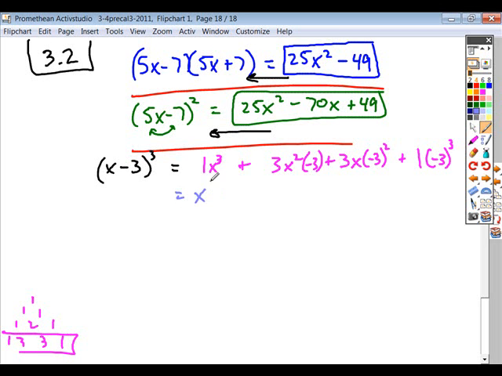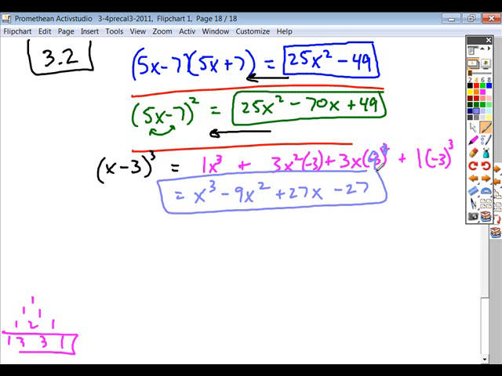So here we cube our x. Here we multiply negative 3 times 3 gives us negative 9 times the x squared. Here square the negative 3, that becomes a positive 9. So again, the negative takes care of itself in those. 9 times 3 is positive 27x. And then our last term, negative 3 cubed, is negative 27. And so we're able to get this whole expression written out.